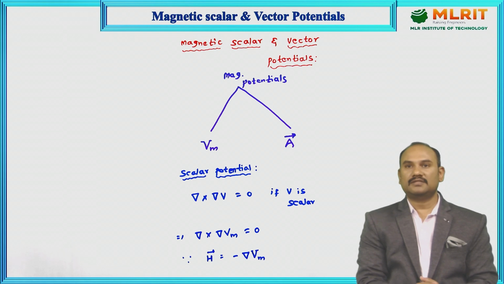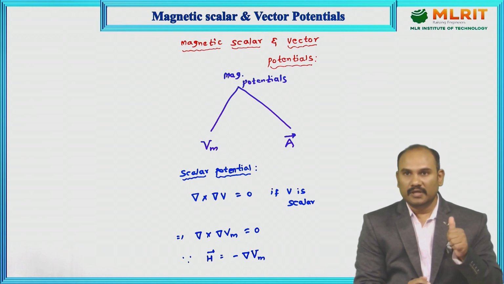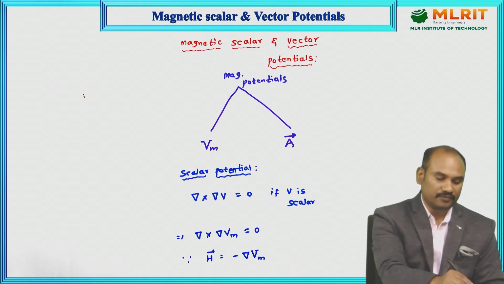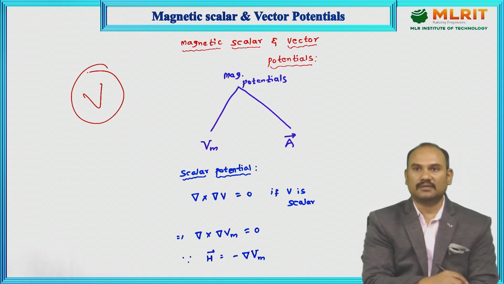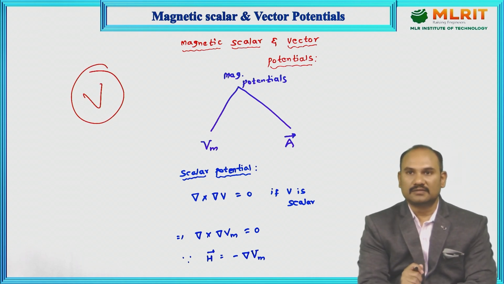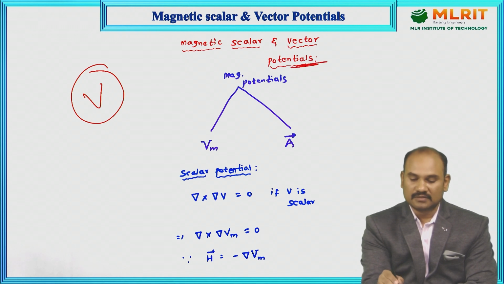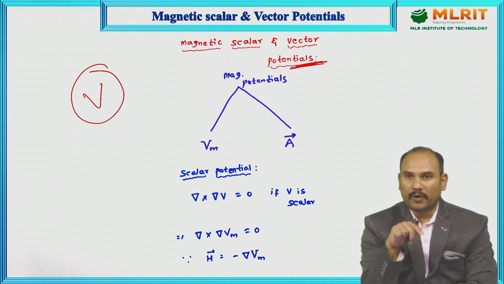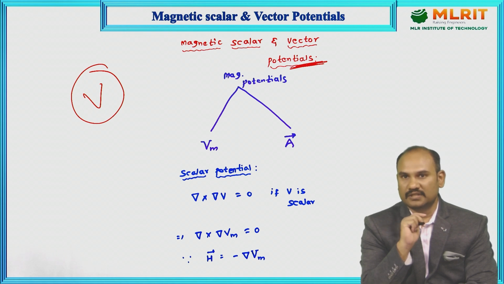The next topic is magnetic potentials. In electrostatics, that is in the electric domain, there is only one potential, that was V. V was the electric potential. But in magnetostatics, we have potentials, plurality. There are two potentials. One is scalar potential, another is vector potential. Why do you have two potentials in magnetostatics, and why only a single electric potential in electrostatics? The answer is like this.